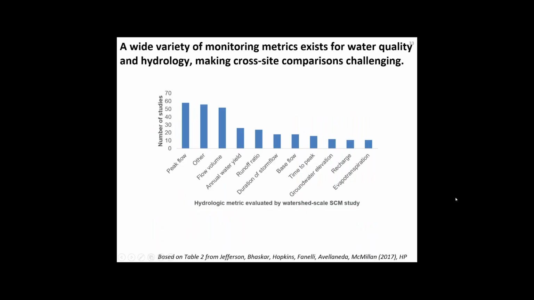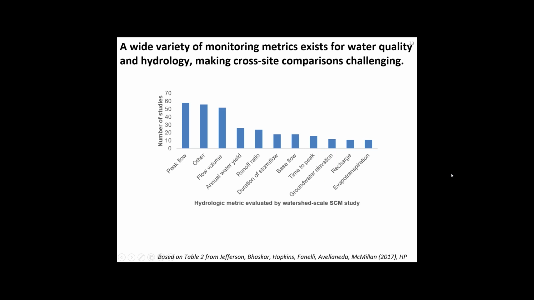And then on the next slide, in this literature review, we also looked at the types and variety of metrics that monitoring studies are using to look at water quality and hydrology, and we found a wide range of different types of metrics. So this is showing different hydrologic metrics that have been used to evaluate watershed-scale stormwater control measures. Most of the studies look at peak flow or this other category, which includes a range of different metrics or flow volumes. Fewer look at things like evapotranspiration and recharge, groundwater, changes to the groundwater table.